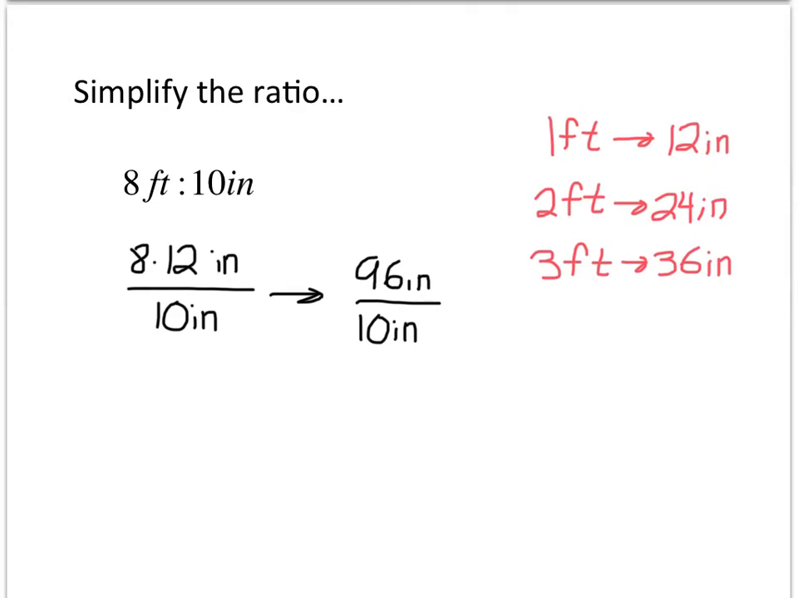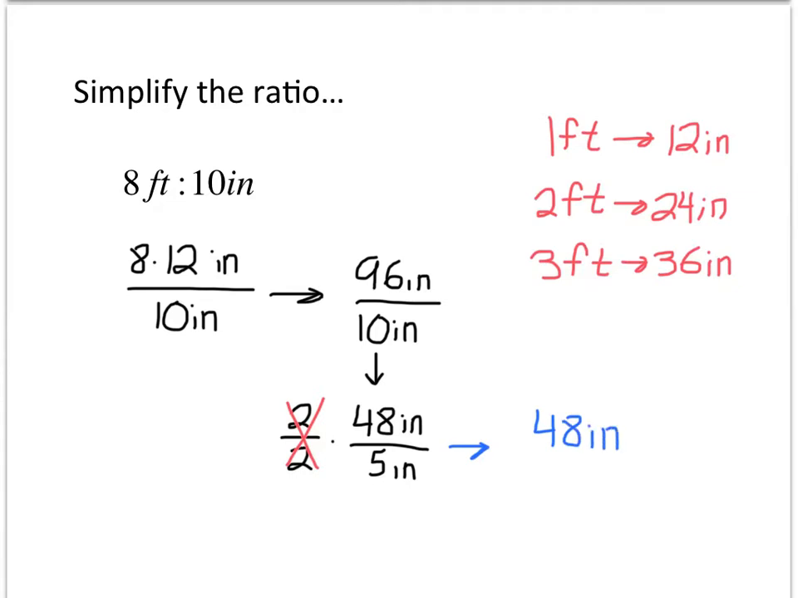So again, we took the 8 feet. We recognize that feet is really just 12 inches. So 8 feet is really 8 times 12, or in other words, 96 inches. Now I just need to simplify both of these. Now I recognize that 96 and 10 are both divisible by 2. So I can actually break this down into 2 over 2 times, well, 2 times 48 is 96, and 2 times 5 is 10, and I can just basically say that that 2 over 2 divides to 1, or in other words, I don't need it. So my simplified answer then is 48 inches to 5 inches.